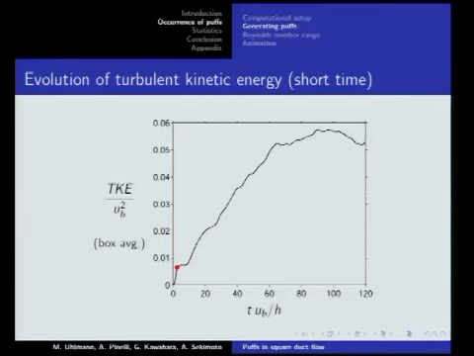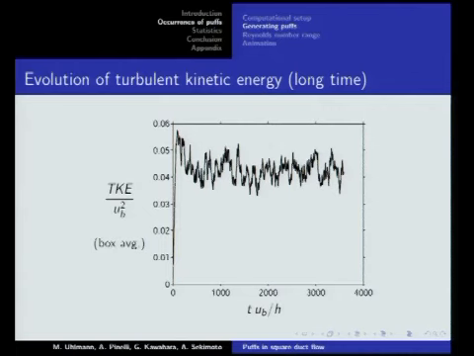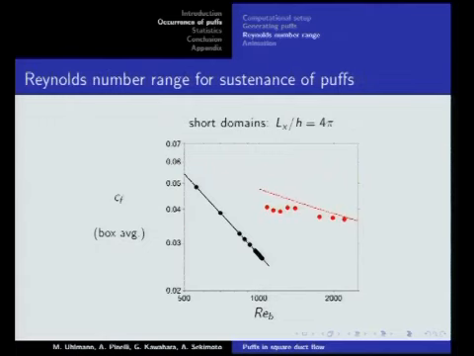So this is streamwise and this is wall normal. If we look at the energy of the fluctuations, initially we input energy into the system by the forcing until this dot here. Then the turbulent kinetic energy keeps on growing for short times, and then it saturates and fluctuates around this average. So next question is, what is the Reynolds number range for sustaining the puffs?